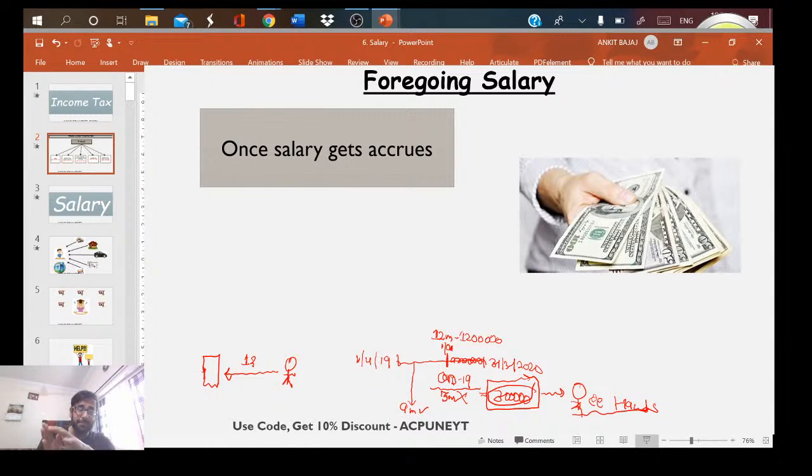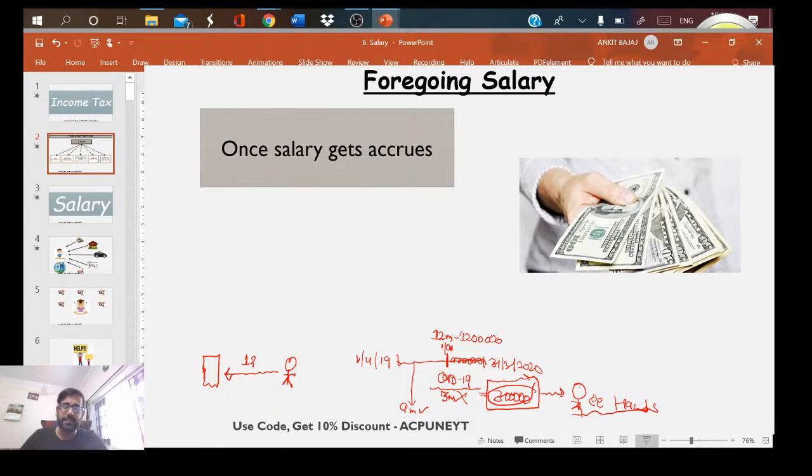Because see, there is an agreement between you and your employer that he will give you salary, and there is an agreement between me and the government. If I'm taking salary, I have to pay some taxes to the government. So it's my responsibility to pay taxes to the government. If I'm foregoing salary, it doesn't mean that my tax liability is not going to be charged. Here my tax liability is going to be alive and I have to pay taxes. Is it clear?